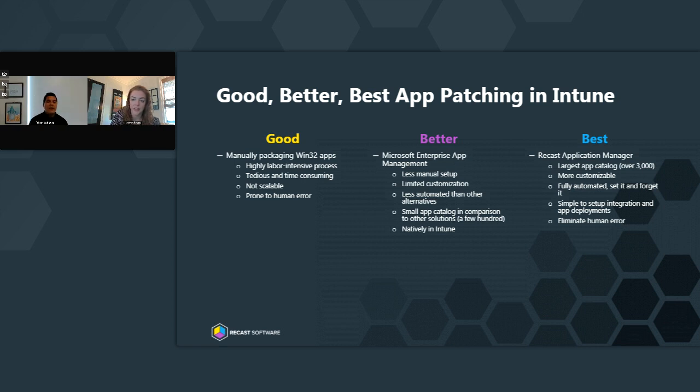The first one I'm going to talk about is manually packaging Win32 apps. This one's going to be a little bit more labor intensive, not as scalable, and prone to human error. The better one is going to be Microsoft's EAM solution, Enterprise Application Manager, inside of their Intune suite. This is going to be nice if you only want to live under the Intune umbrella, if you have a smaller app catalog package, and if you need a little less automation and a little more manual setup.